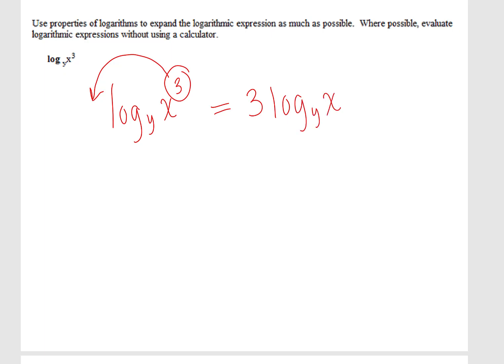And then I'd look, is there any other place I can simplify? Y raised to the what power would give me x? Well, I don't know because those are both variables, right? So I would just leave it be. And that would be my answer.